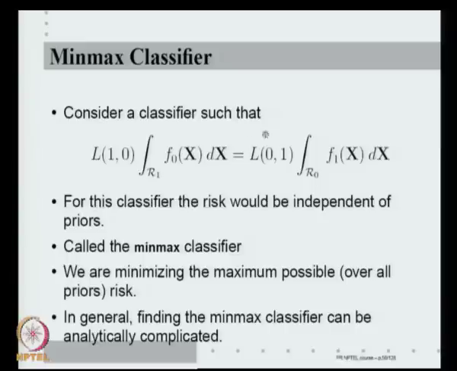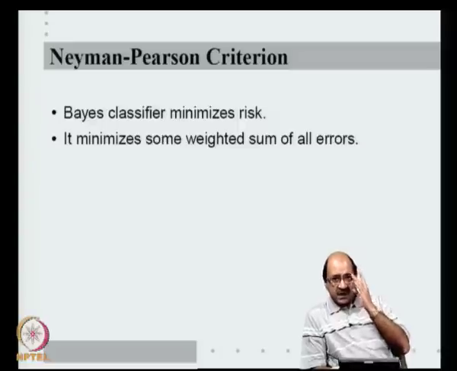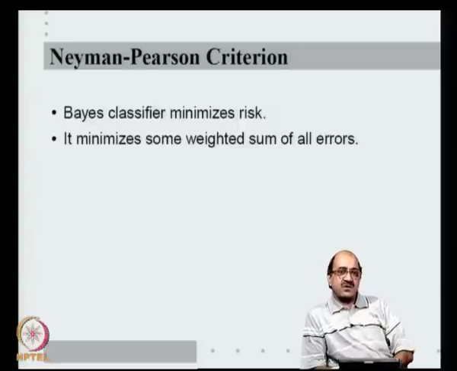to say that risk minimization is not necessarily the only criterion we can have when we are looking for a classifier. Here is another example of a classifier which is different from Bayes, but has its own optimality criterion, the min-max classifier, which minimizes the maximum possible risk, where the maximum is over all possible priors. Let us look at one more criterion. This is also a very famous criterion called the Neyman-Pearson criterion. To understand this criterion, let us go back to the Bayes classifier again.